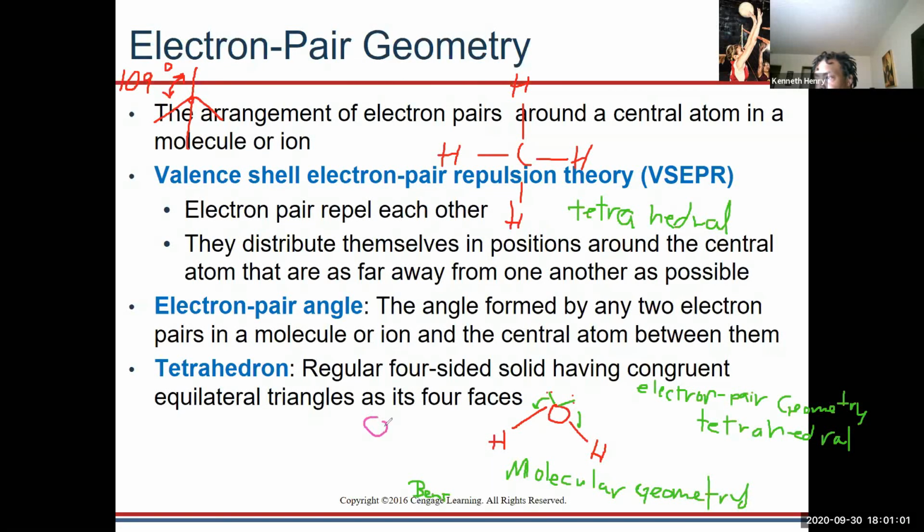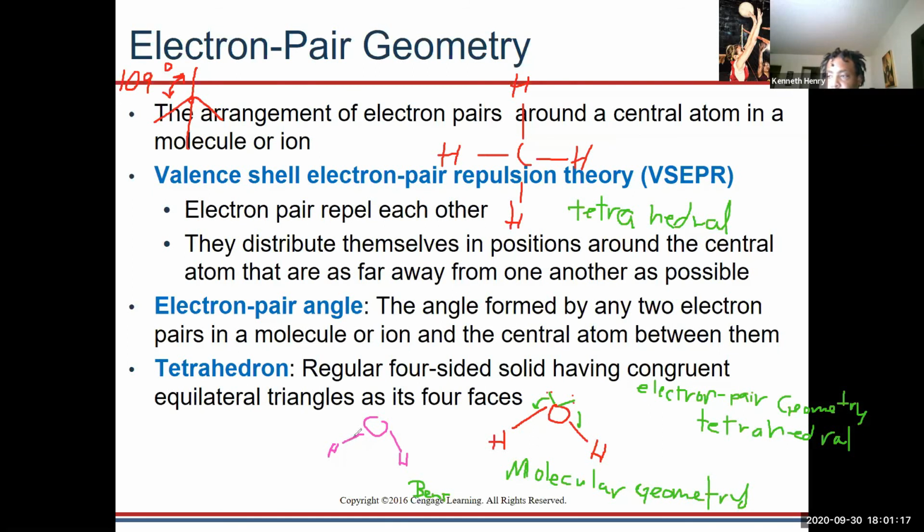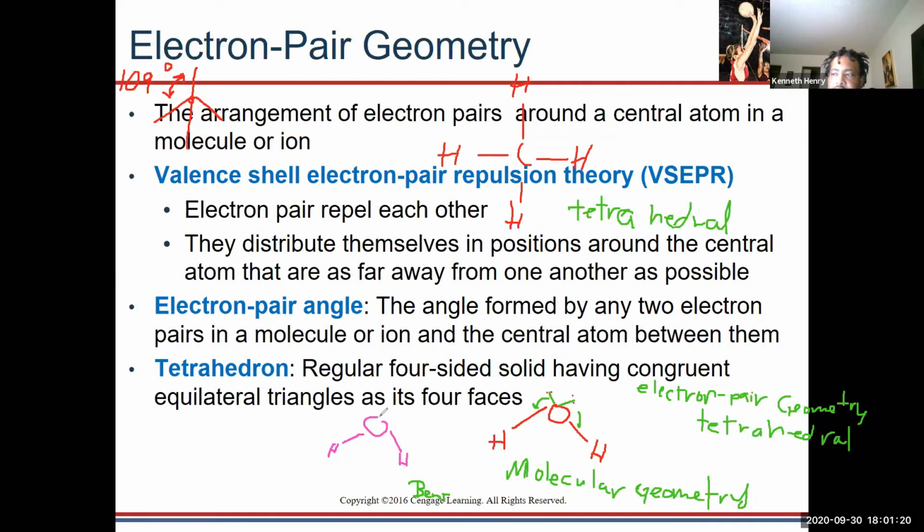So if it was just drawn like this, without the electron pairs, which is how I drew it early on, you can see that it's bent. And I draw it bent because I know it has electron pairs that cause it to bend. I call it Mickey Mouse ears, right? Okay, are we good so far?